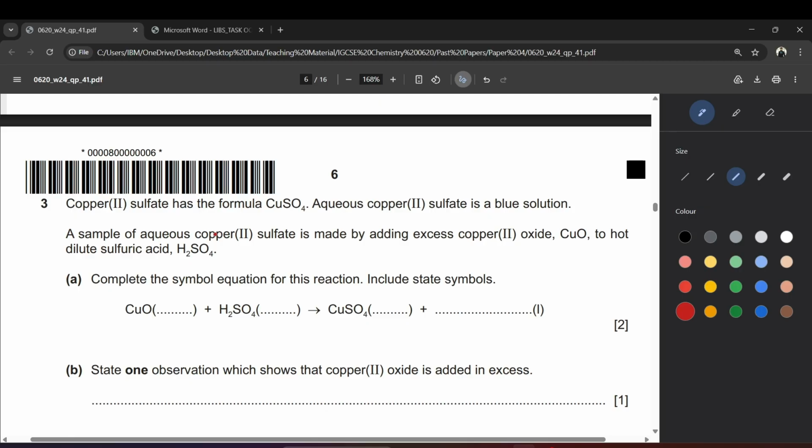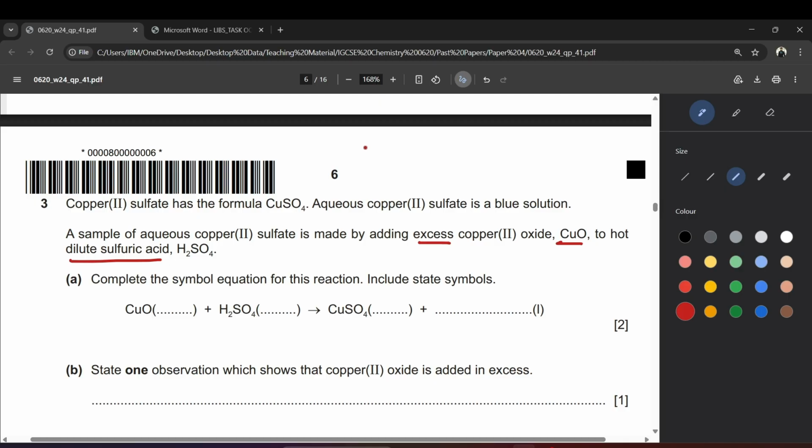All right, question number 3. Copper 2 sulfate has the formula CuSO4. Aqueous copper 2 sulfate is a blue solution. A sample of aqueous copper 2 sulfate is made by adding excess copper 2 oxide to hot dilute sulfuric acid. Okay, so we are adding excess of copper 2 oxide to dilute sulfuric acid. Complete the symbol equation for this reaction. Include state symbols.